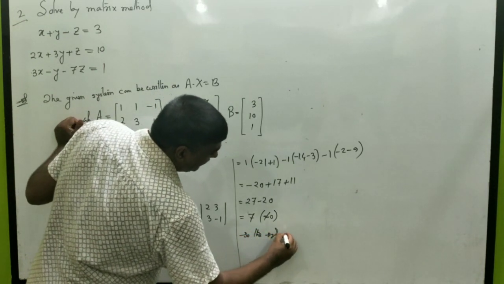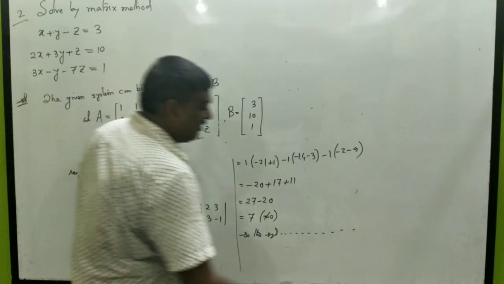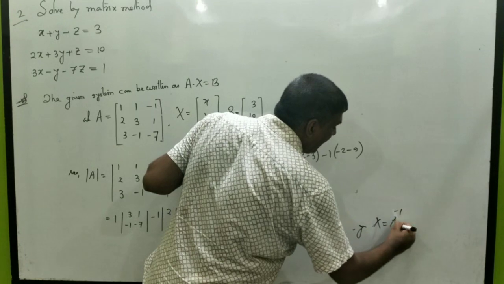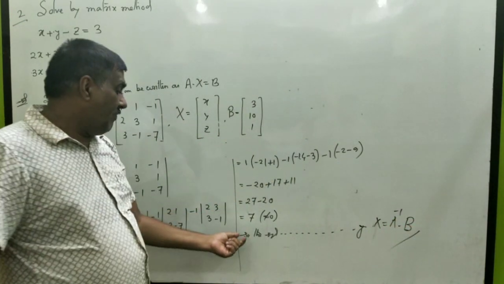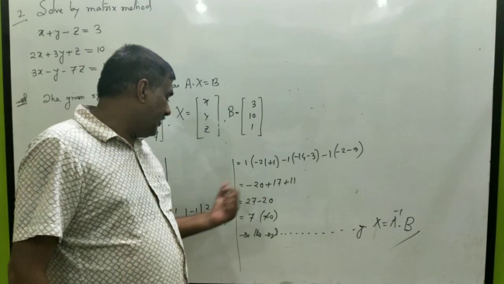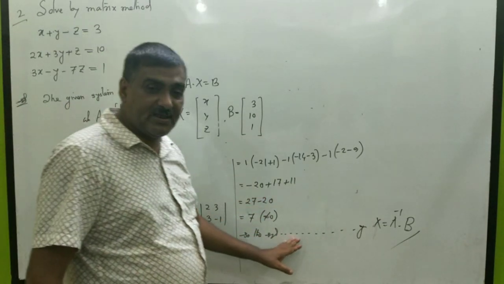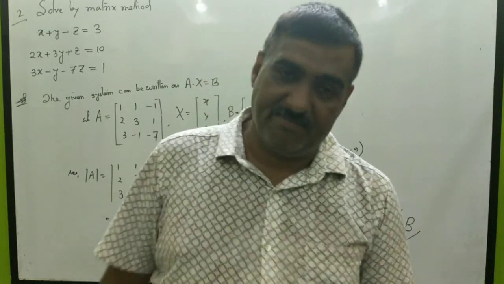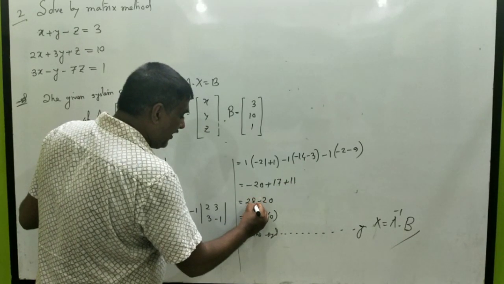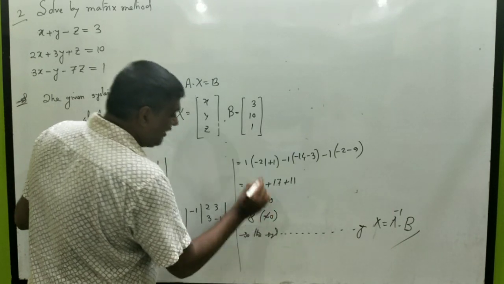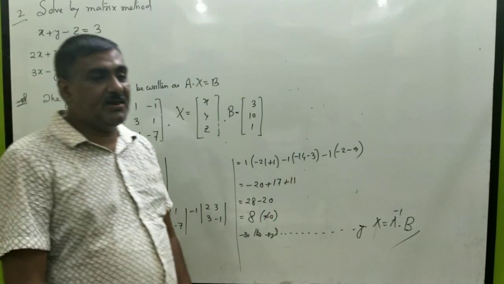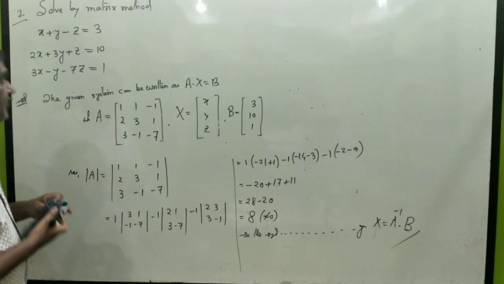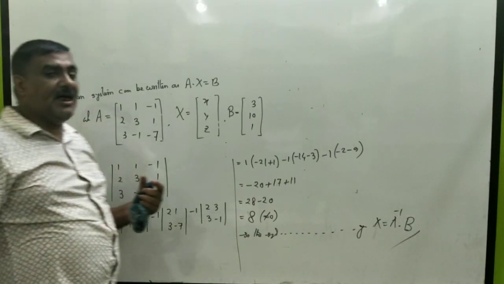So the system is consistent and it has a unique solution given by x equals A inverse B. Clear? So 7 not equal to 0, determinant of A cannot be 0, so the system is consistent and it has a unique solution given by x equals A inverse B. 17 plus 11 is 28, 28 minus 28 not equal to 0, so the system is consistent and has a unique solution given by x equals A inverse B. Okay.